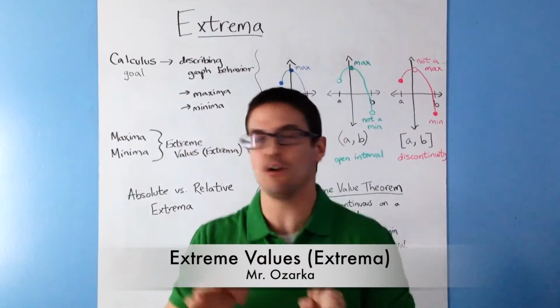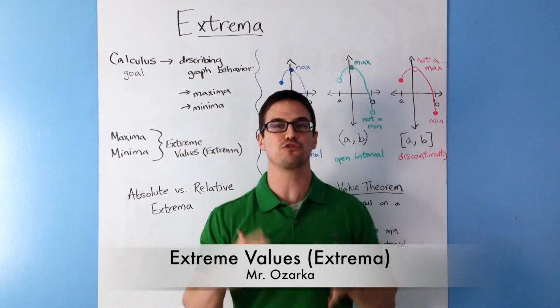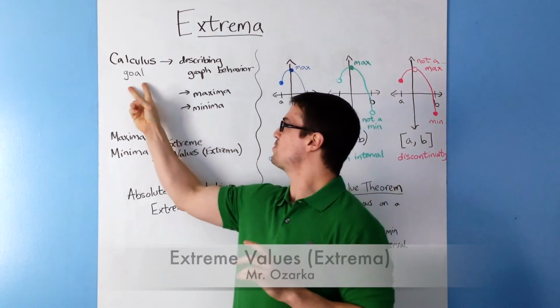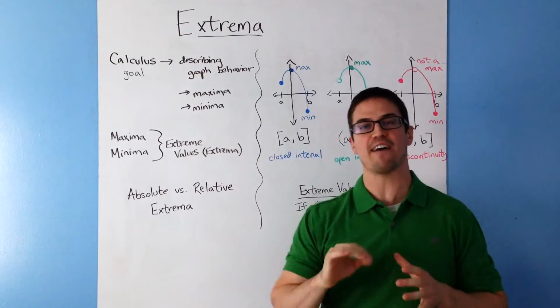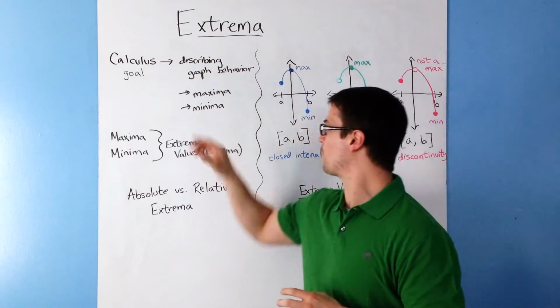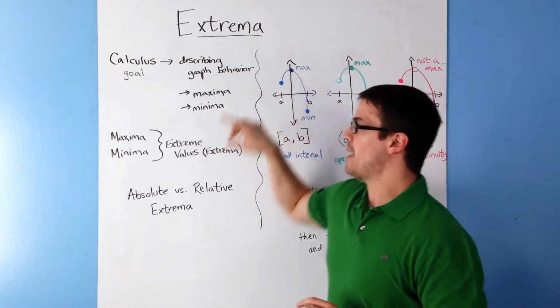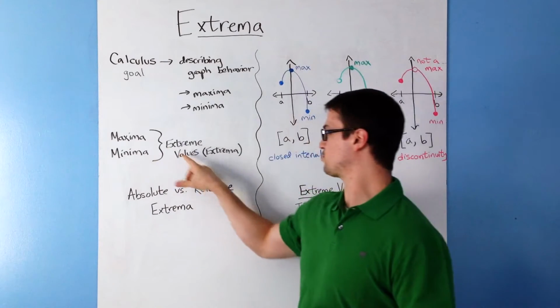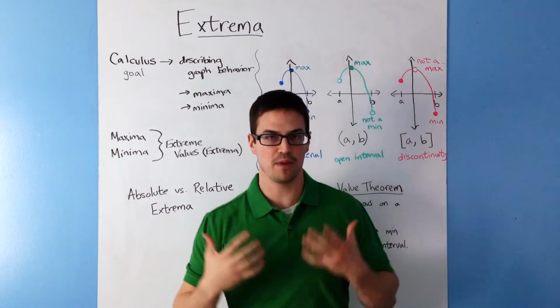Okay, so this is going to be a video about extrema, or extreme values. And the reason why we're going over this is because one of the main goals of calculus is describing graph behavior. So in this case, we're going to be describing extrema, or another word for it is minimum and maxima of a function. Okay, so minima and maxima mean extreme values, or another name for them is extrema.